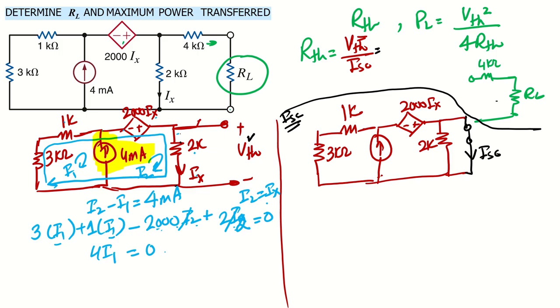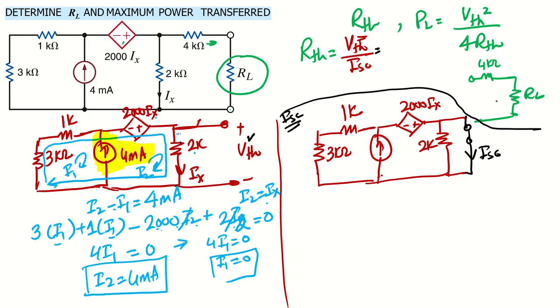So in this case, what will happen now? This says that basically 4I1 is 0, so I1 is basically 0. If I1 is 0, we can get the value of I2. What will be I2? I2 will be 4 plus I1, right? So I1 is 0, so it will be 4 milliampere.